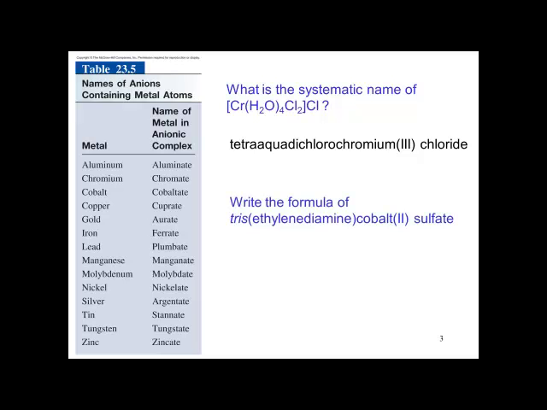Write the formula of tris(ethylenediamine)cobalt(II) sulfate. Notice the prefix tris. It has to be used because ethylenediamine has the prefix di in its name. So to avoid confusion, we use tris, not tri. The formula would be Co(en)3 because there are 3 ethylenediamines, and the sulfate is outside the complex.